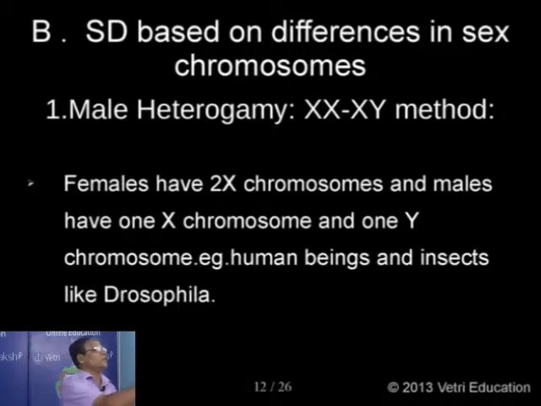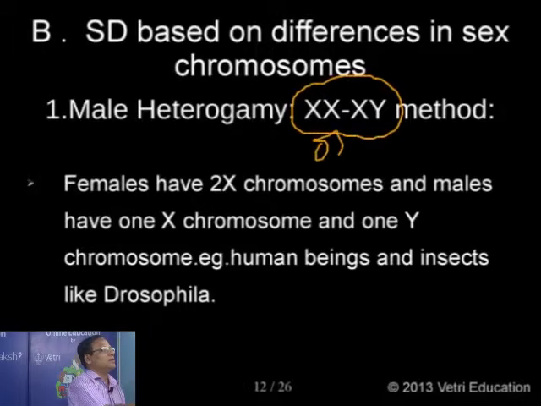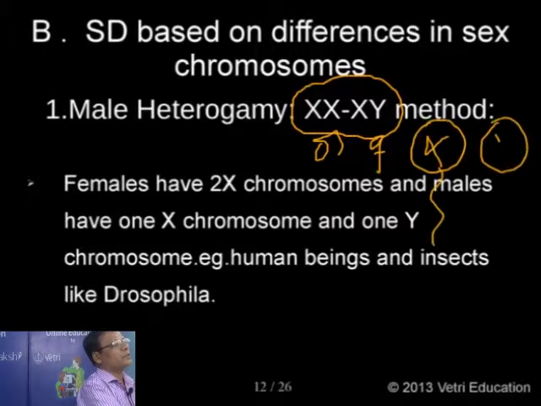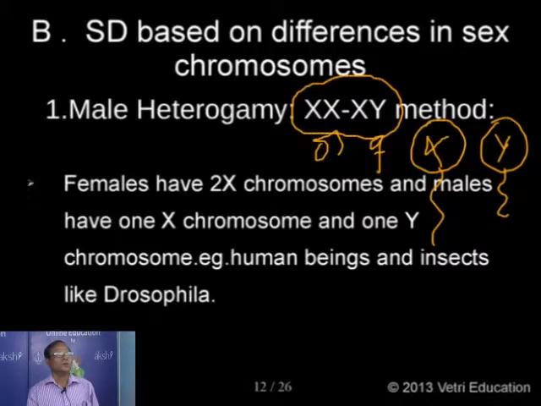For example, one type is the XX-XY method. Very often you see that in our case, we have this XX-XY method of sex determination. The females have two X chromosomes, hence called homogametic sex. The males have two different sex chromosomes, hence called heterogametic. Now the male produces two different types of sperms, one with the X chromosome, another one with the Y chromosome. That's why 50% of the sperms have the X chromosome and 50% have the Y chromosome. So we have two X chromosomes in the case of female, and in the case of male one X chromosome and one Y chromosome.